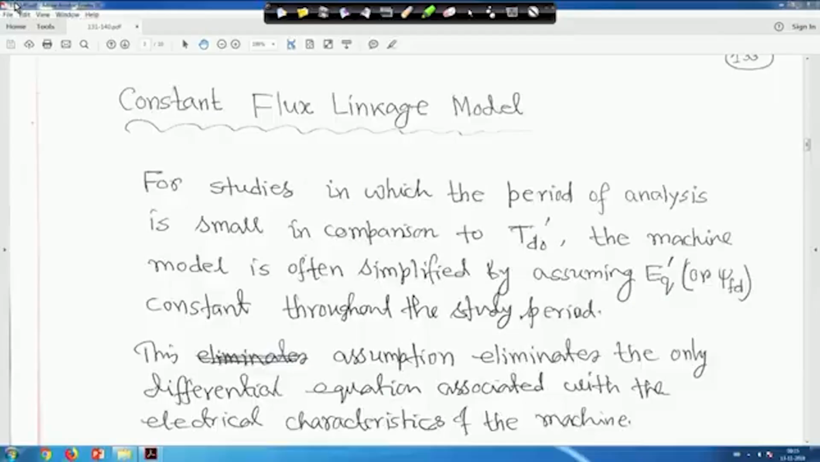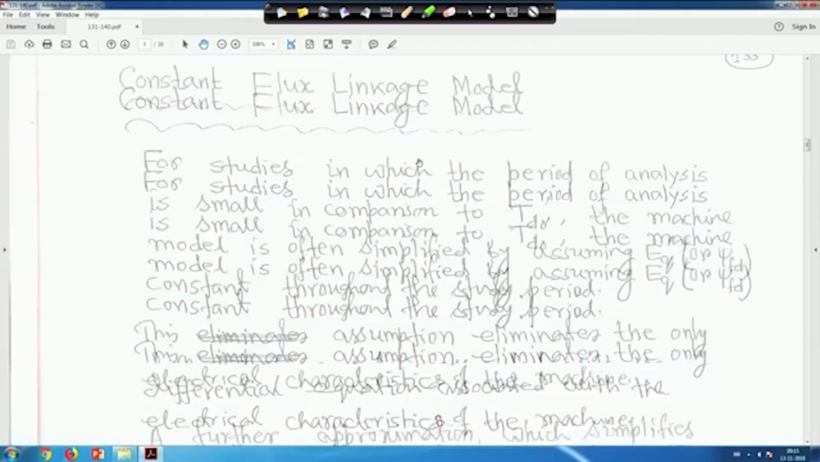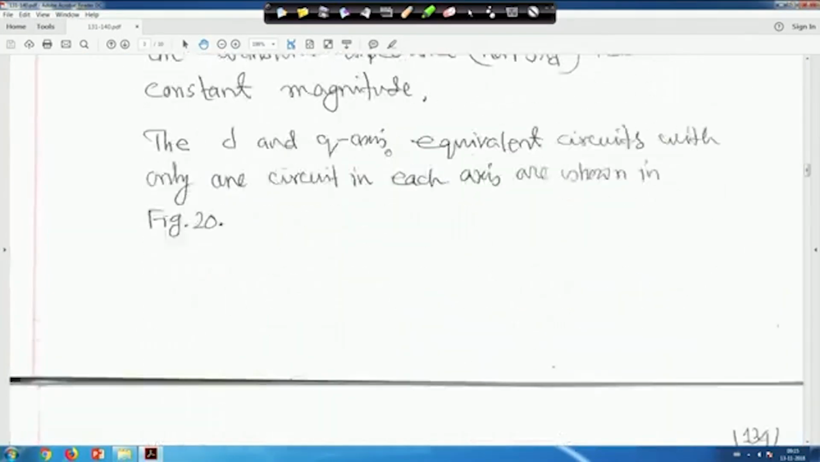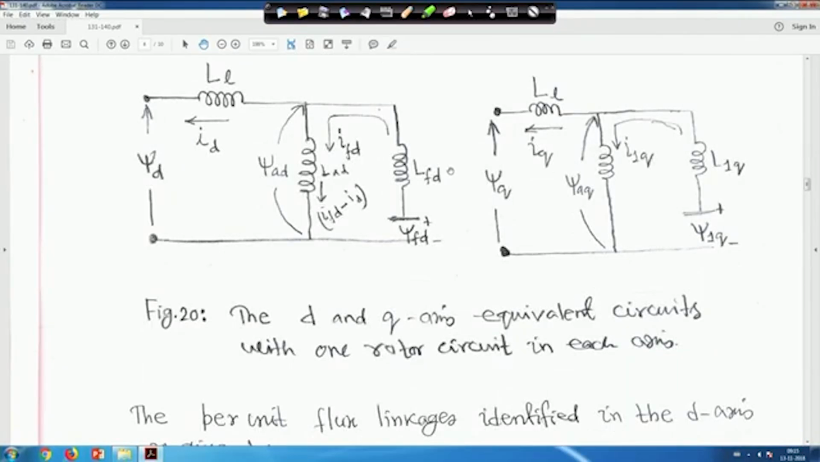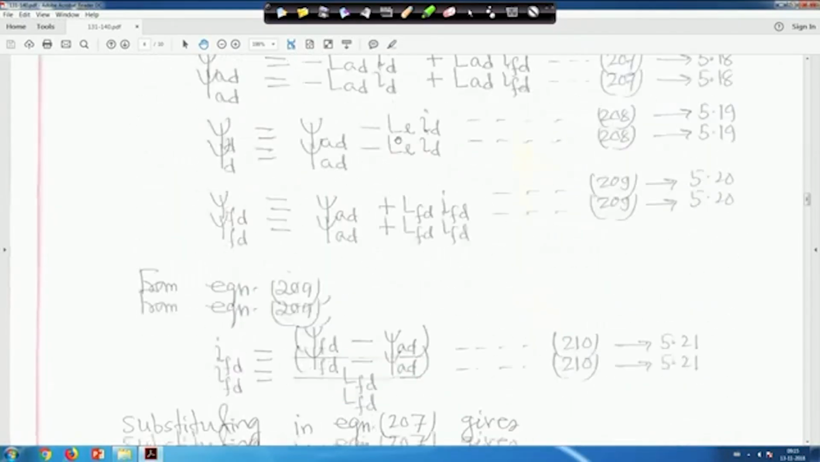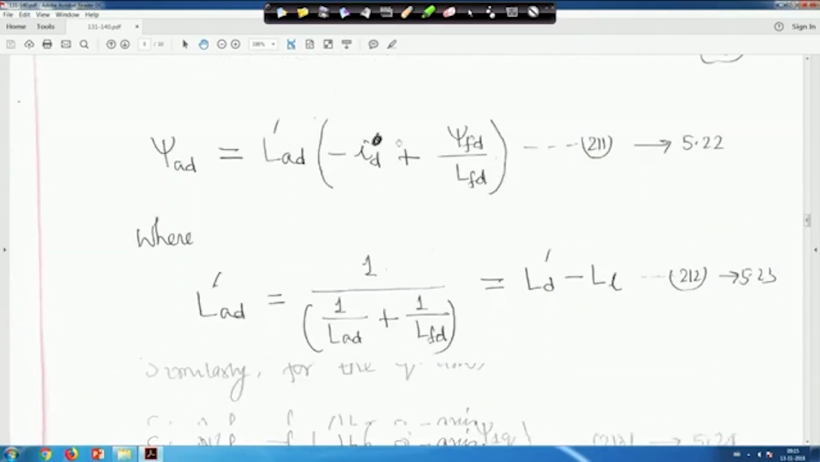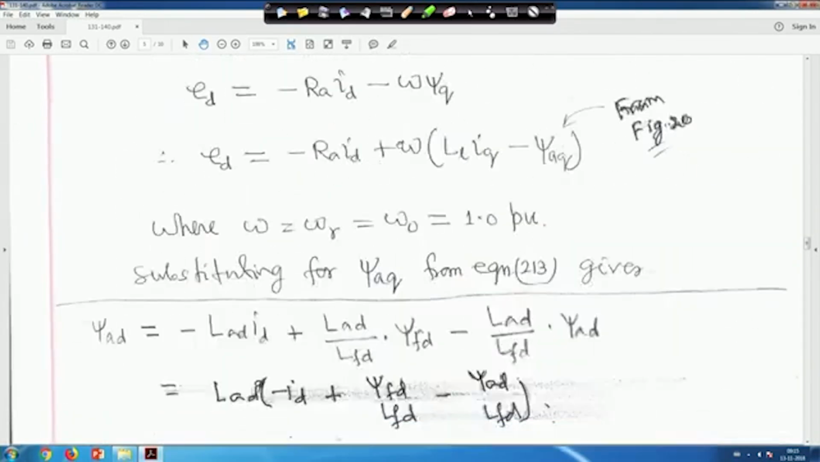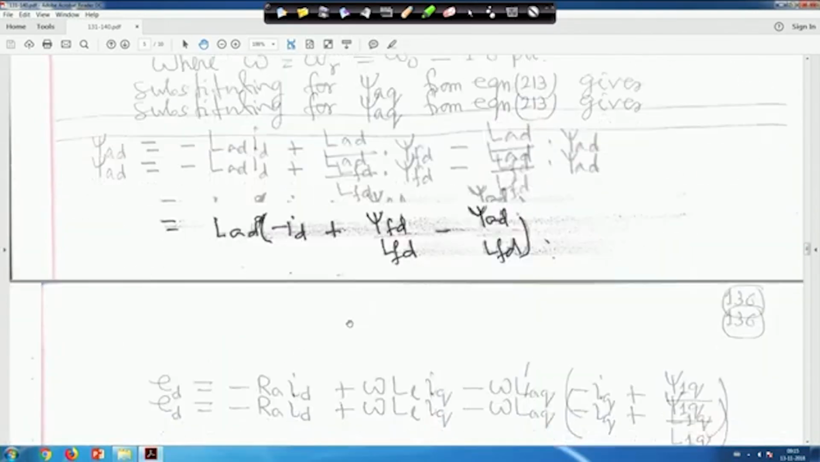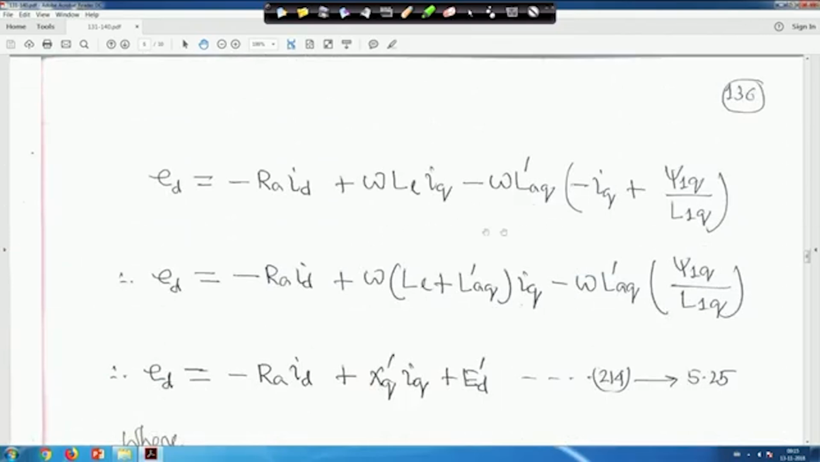Okay. So, we have already started this constant flux linkage model, and we have come up to this point. Every lecture I start from where we ended, so this is already discussed. We ended up somewhere here. This is not required for you. We are starting from the last lecture, from whatever page we ended on.